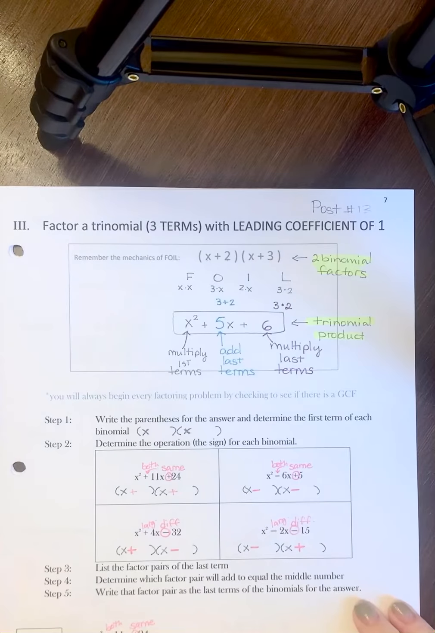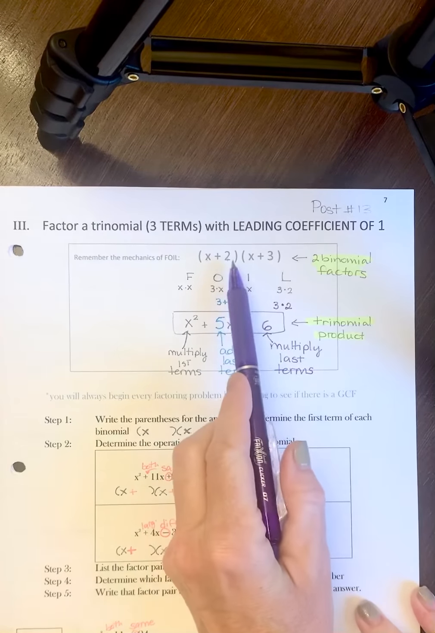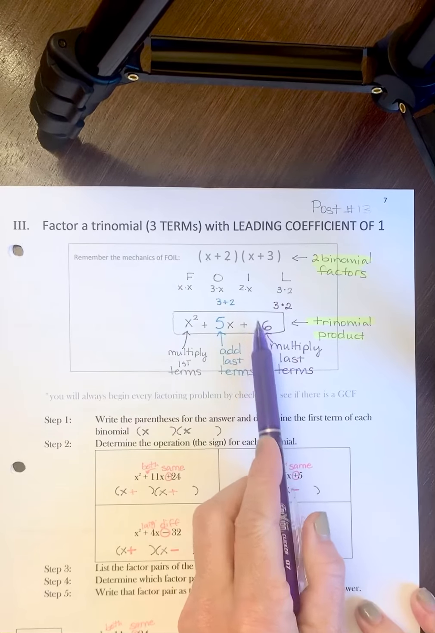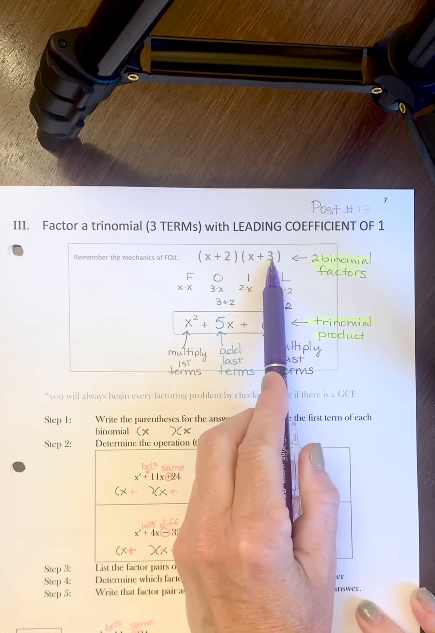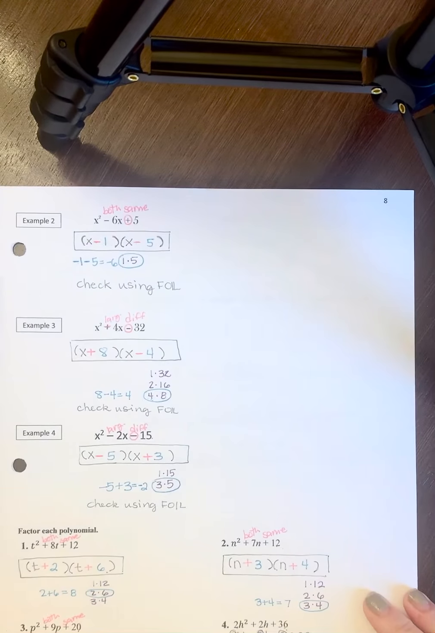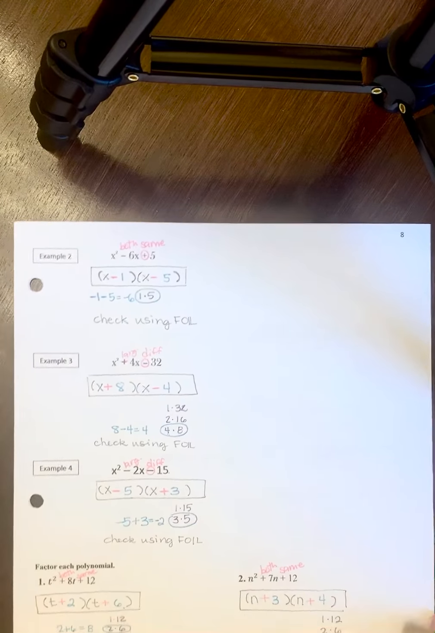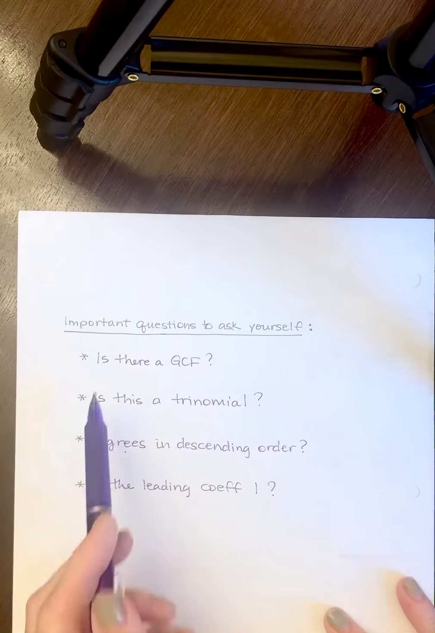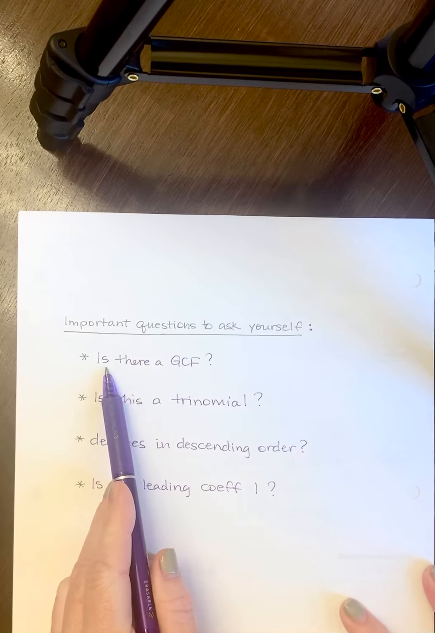Okay, so before we look over the problems, just to review, a trinomial product will have two binomial factors. So that's what we're doing. We're taking a trinomial and figuring out what the two binomial factors are. Now, there are 4 important questions before you start each problem.